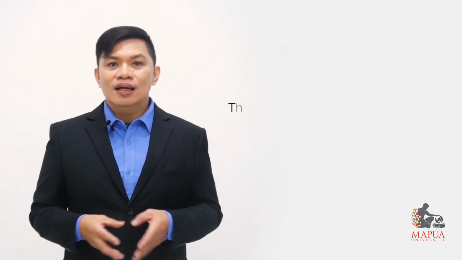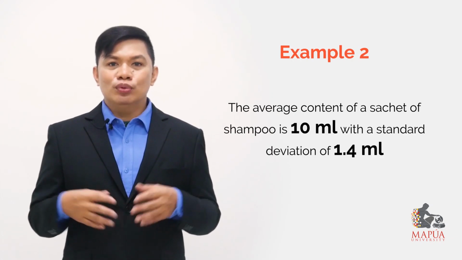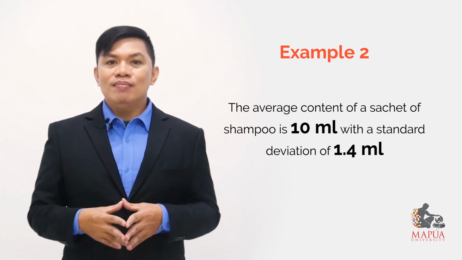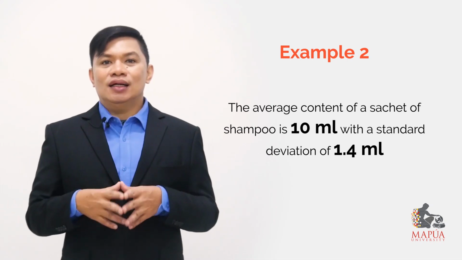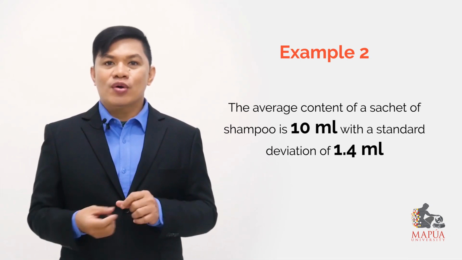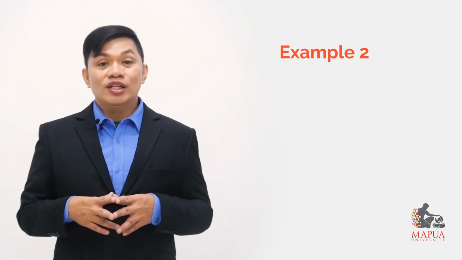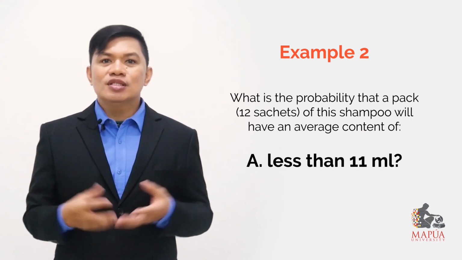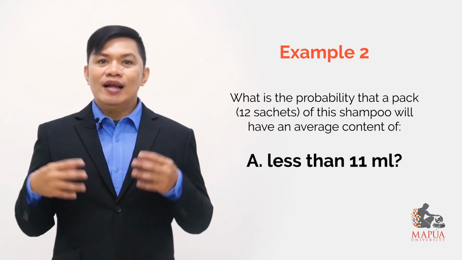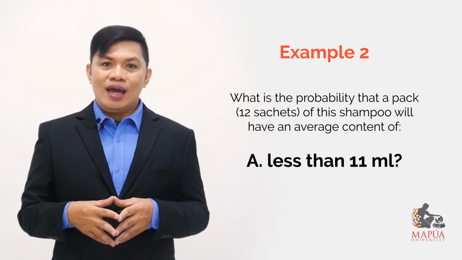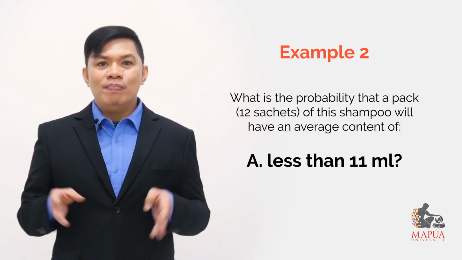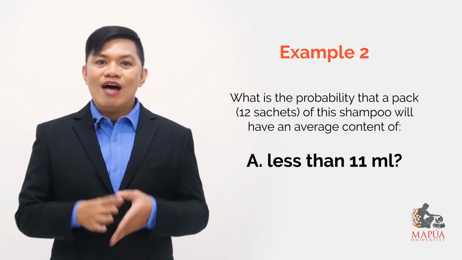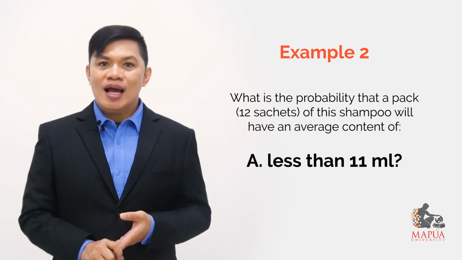We'll have the last example in a while. With the assumption that the content of this sachet of shampoo is normally distributed, we have a mean of 10 milliliters and a standard deviation of 1.4 ml. The first question is, what is the probability that a sample of 12 sachets will have an average content of 11 ml or less? Again, find the probability that a sample of 12 sachets of this shampoo will have an average content of 11 ml or less.